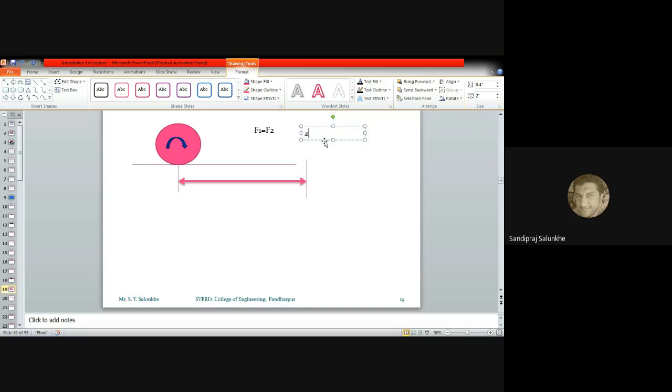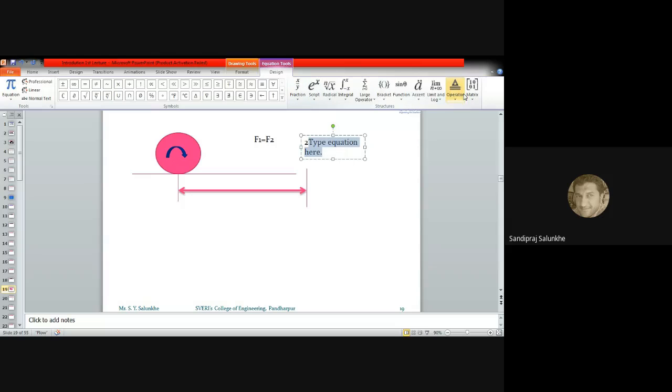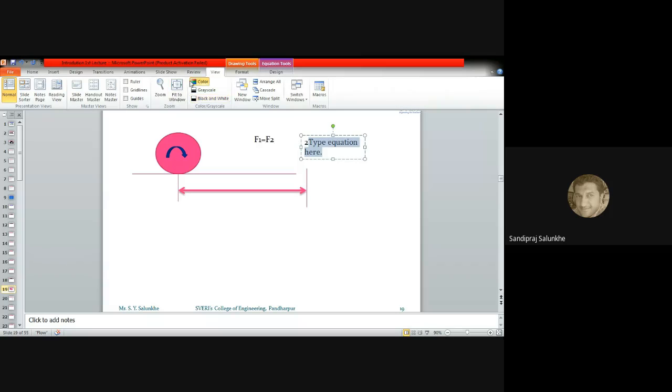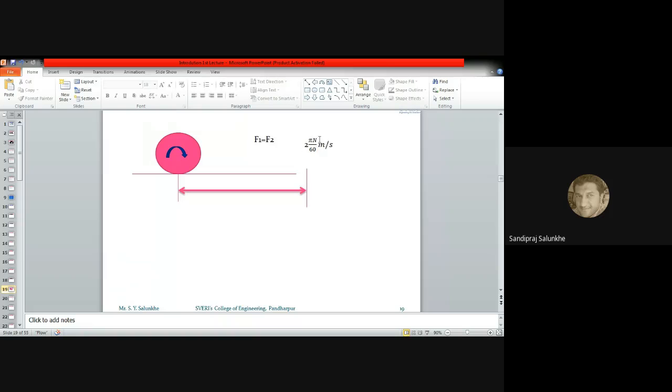That is 2 pi into n, where n is the speed, divided by 60. That will be the distance traveled in 1 second, in meters per second. This 2 pi is nothing but the periphery, n is the speed, and 60 is there to convert it into seconds.